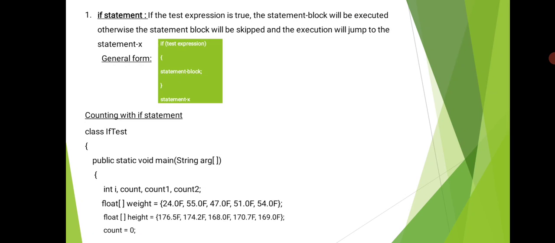So we have given a general form. Here we see the condition and we check for the condition. If the test expression, that is the condition, is true, it will execute the statement block and go to the statement X. If the test expression is false, it will jump to the statement X directly without executing the statement block. This is the simple if.